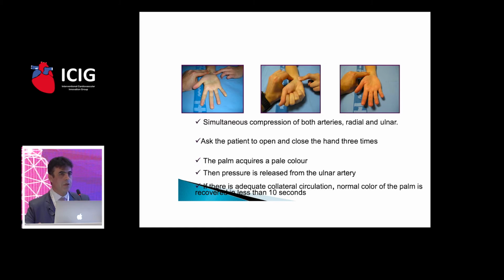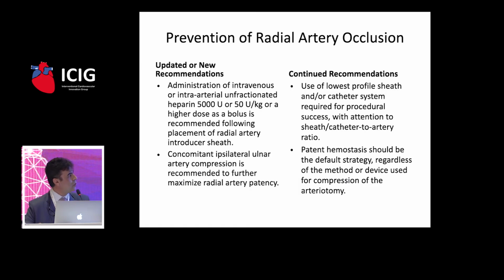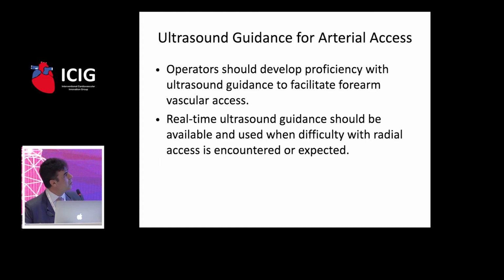That's why everybody should get an Allen test before you do the procedure to make sure they have a complete hand arch and an adequate ulnar artery that supplies their hand in case the radial artery occludes. You can prevent it usually by using an adequate dose of heparin. If it happens, concomitant ipsilateral ulnar compression can be used to increase the flow into the radial artery, or patent hemostasis. Patent vessel hemostasis is one other method where you release the compression on the puncture site so that you allow some blood to flow into the radial artery.